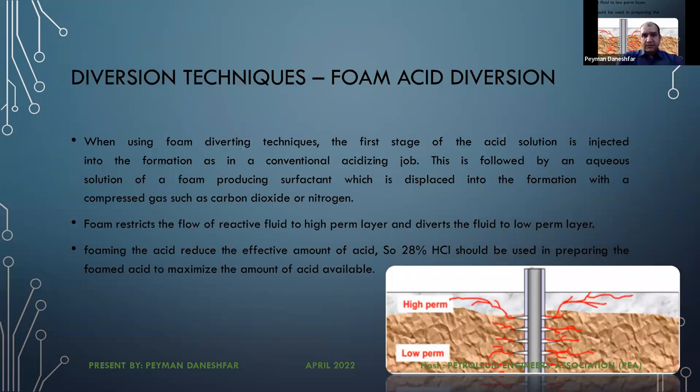Another diversion technique is foam acid diversion. What is foam? Foam is a gas injected into water or fluid, producing a foam, using CO2 or N2, nitrogen. When using this diversion technique, the first stage of the acid solution is injected into the formation as in a conventional acidizing job. This is followed by an aqueous solution of the foam-producing surfactant, which is displaced into the formation with a compressed gas such as carbon dioxide or nitrogen.